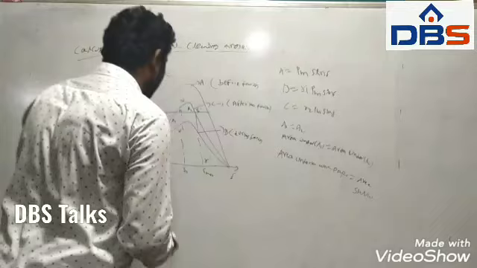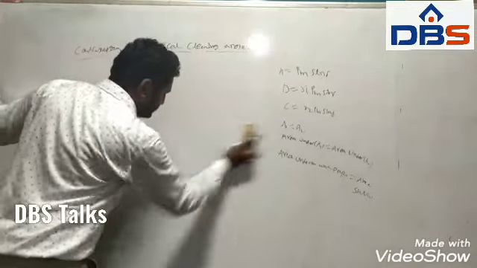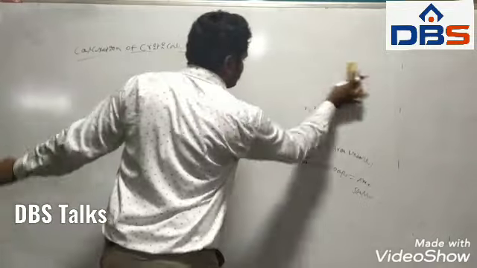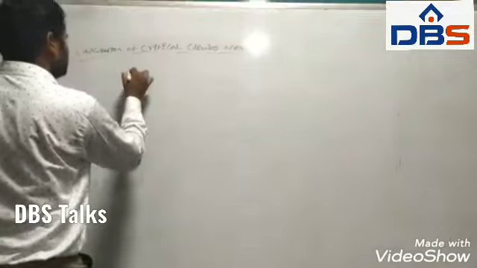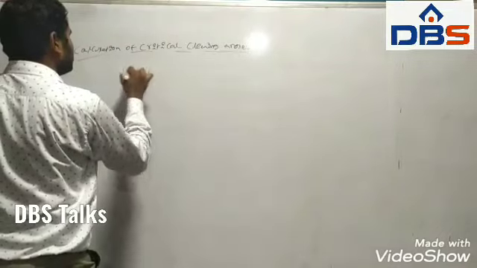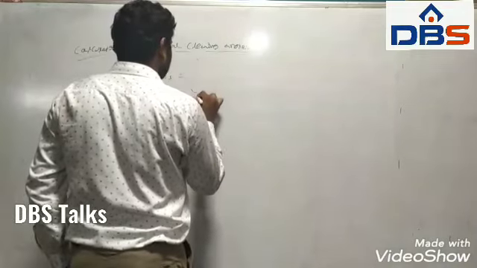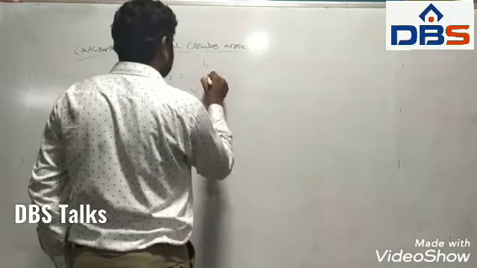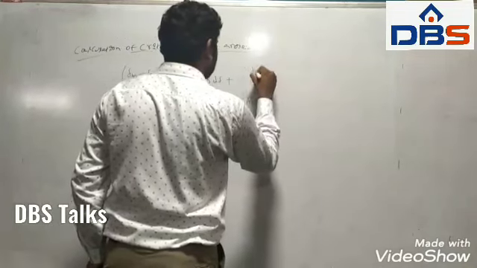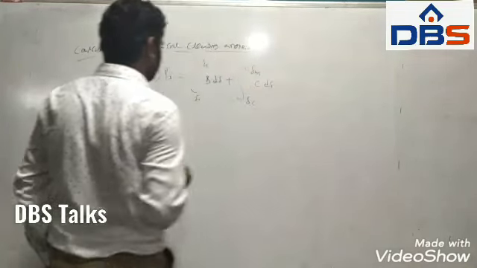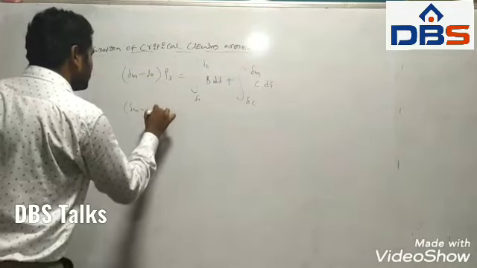So from this I am writing the condition, that is, (delta m minus delta naught) into Ps is equal to the integral from delta naught to delta C of B d delta plus the integral from delta C to delta m of C d delta. So here I am taking (delta m minus delta naught) into Ps.